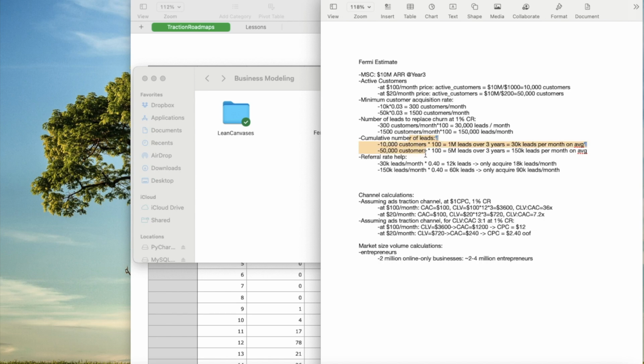Everything else from now on is outside Ash's book. By the way, everything that we're doing here is from Ash Maurya's Running Lean 3rd edition, but this stuff is stuff that I wanted to know. So everything we talked about is assuming you're at equilibrium, how many leads you need just to maintain. This is cumulative over the lifetime of your business. For 50,000 customers, you need 5 million leads over 3 years, which coincidentally also becomes 150K leads per month.